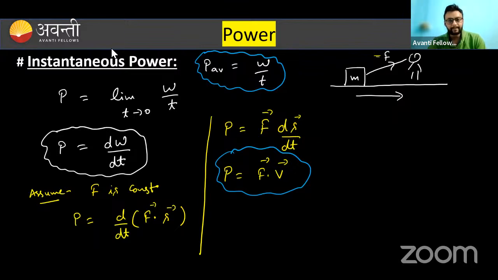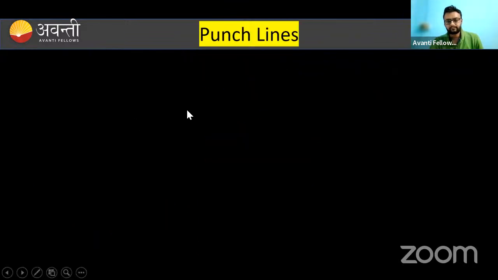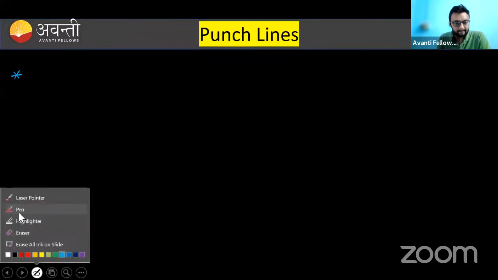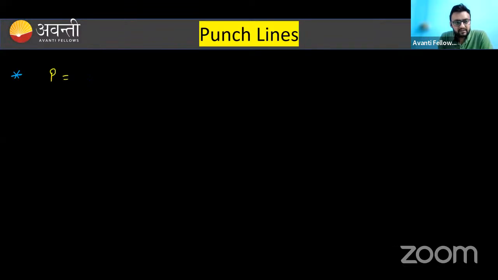Let's do a question. Okay, so now there is a punchline. We need to get some punchlines actually. These are the important things. First punchline. Can you say power is dW over dt? Now I need your response this time. You need to answer.